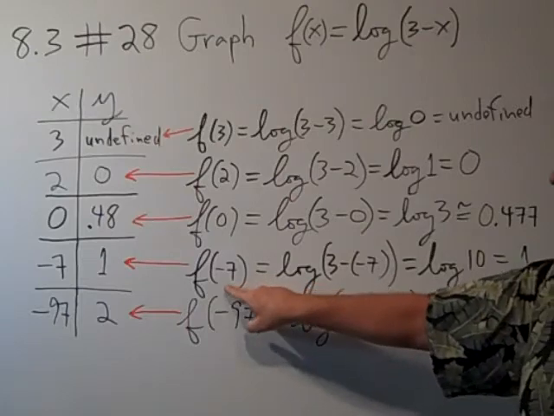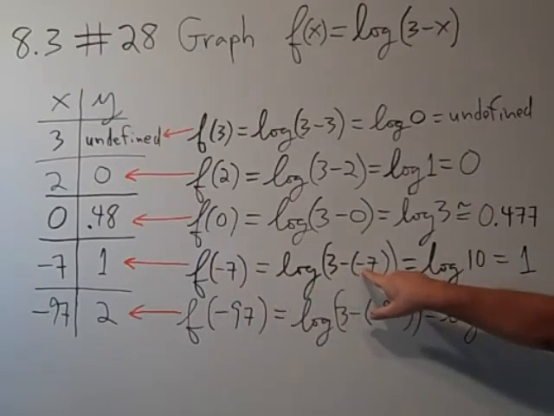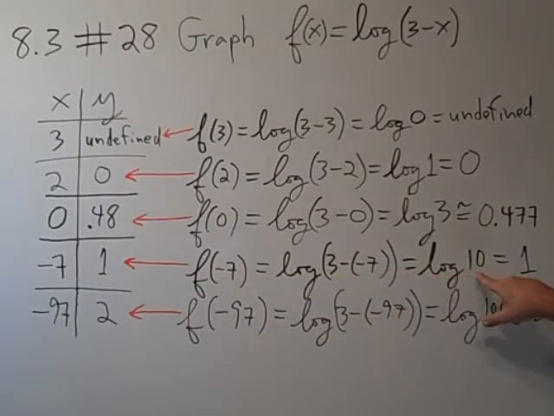And at negative 7, we have the log of 3 minus a negative 7, which is 3 plus 7, which is the log of 10. Log is to the base 10, common log here, so log base 10 of 10 is 1.